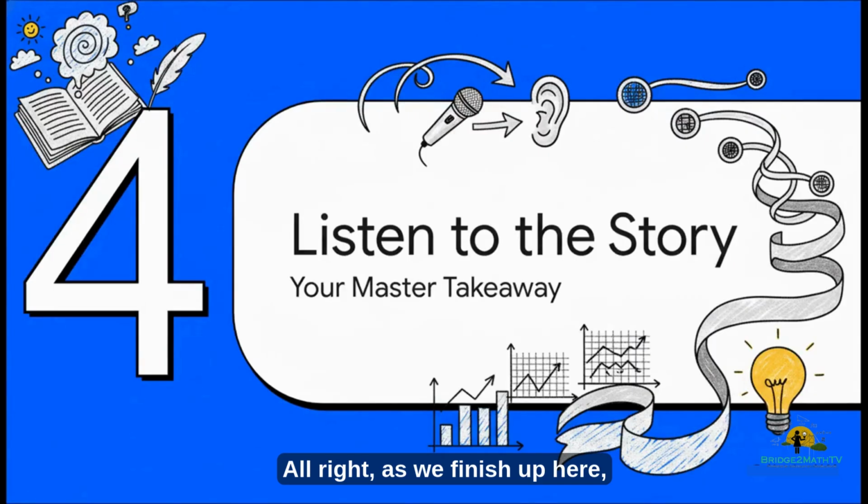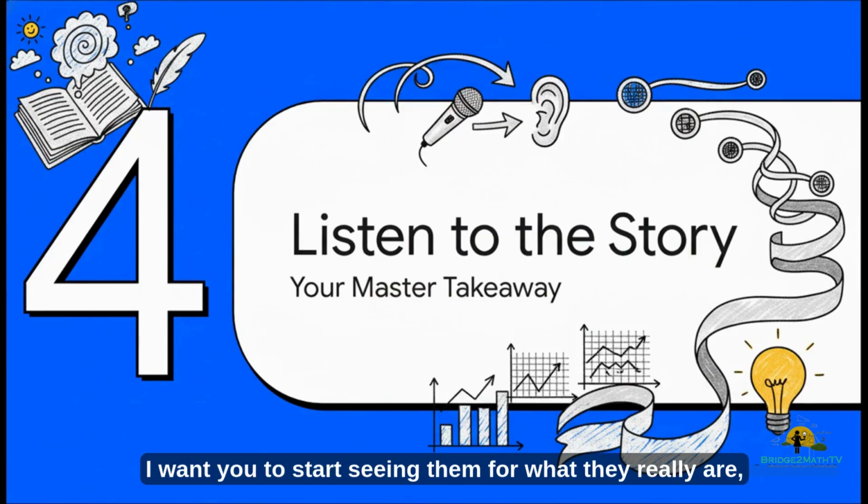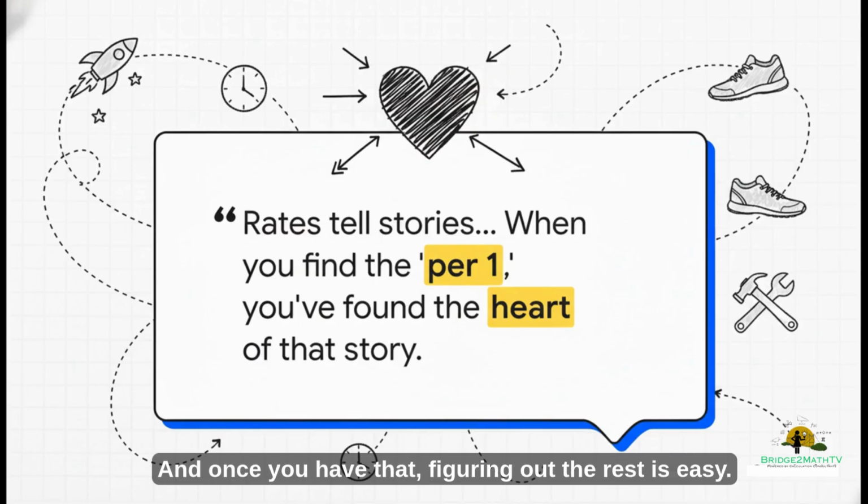All right, as we finish up here, I want to give you a whole new way to look at these problems. Stop seeing them as just a jumble of numbers on a page. I want you to start seeing them for what they really are. They're stories. Seriously, think about it. Every rate problem is telling a little story about a trip or a project being built or a task getting done. It's describing how fast that story is unfolding. And when you find the per-1 unit rate, you've just found the central plot point. You've found the heart of the story. And once you have that, figuring out the rest is easy.